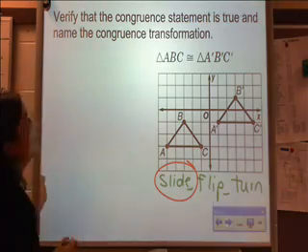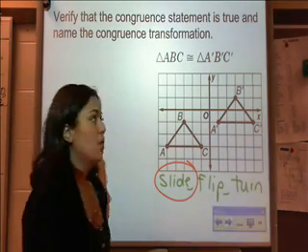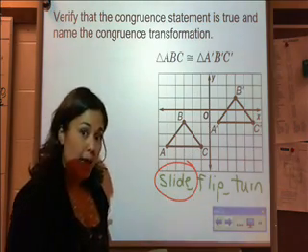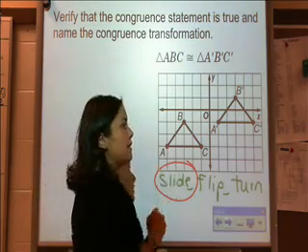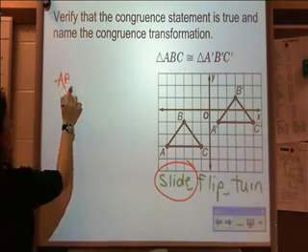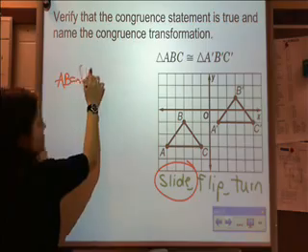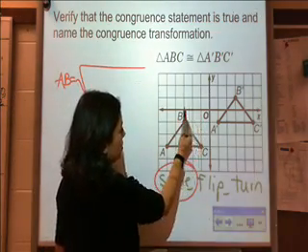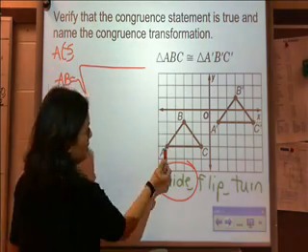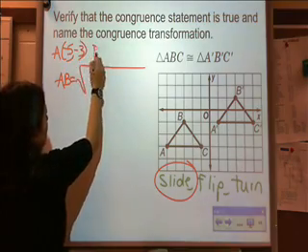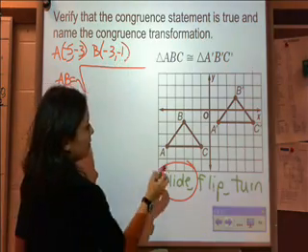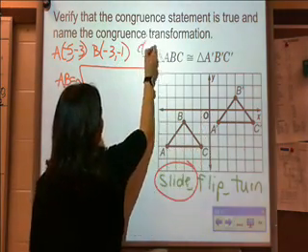Okay. Now what about the part that says verify the congruence statement is true? Well, to verify that these two triangles are congruent, we can use side, side, side. So we would do the distance formula between all three sides to show that they're equal. So we would do AB equals your distance formula. A is at -5, -3. B is at -3, -1. Okay, C is at -1, -3.